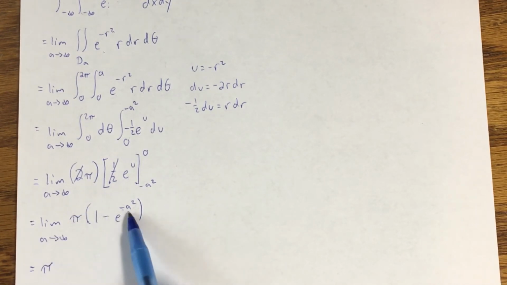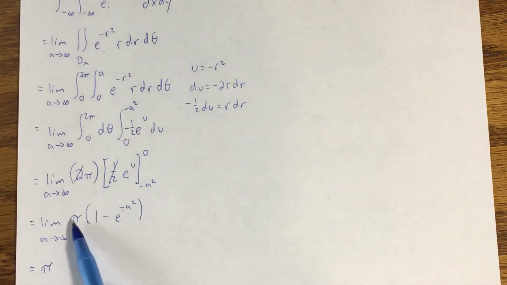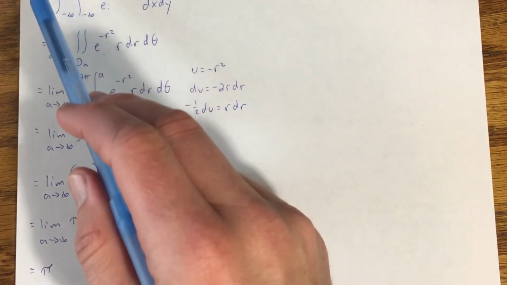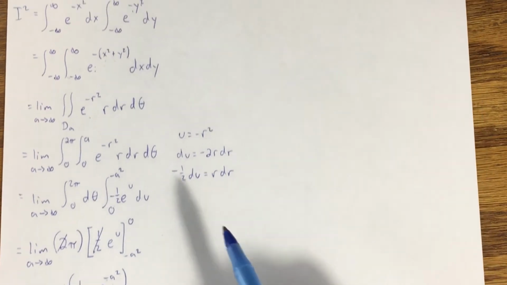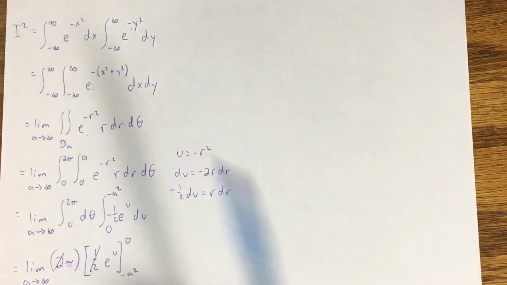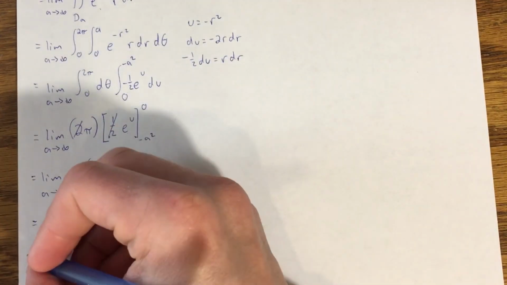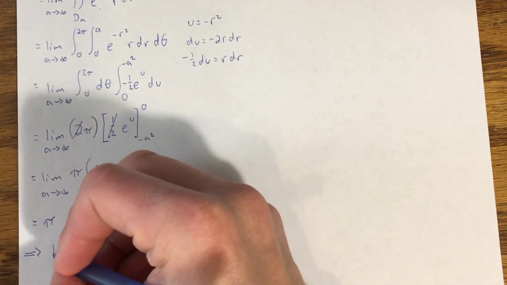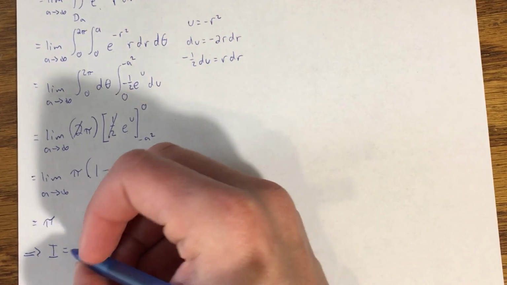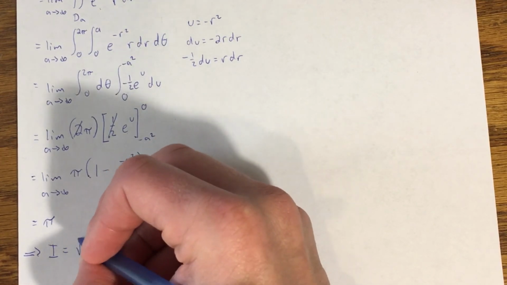If I take a to infinity, this exponent is going to go towards negative infinity, which is going to take this term all the way down to 0. So that becomes pi times 1, which is pi. Okay, now that's what I squared is equal to. I squared up here. So that would mean, if I took square roots, that I has to equal the square root of pi.